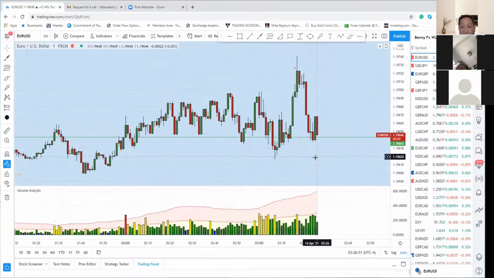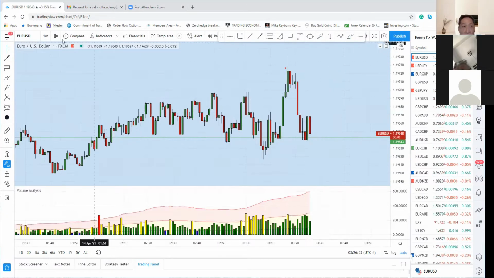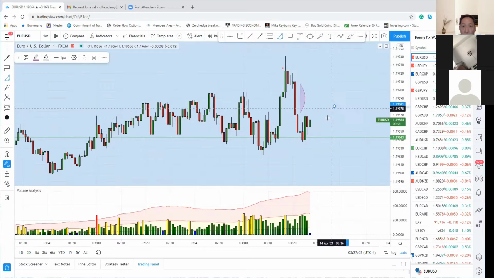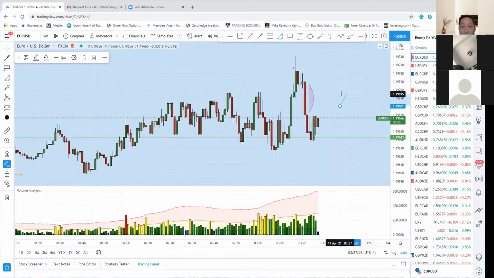Okay, so let's see. We have gaps here. Even though this is a 1 minute time frame, you can see that gap that needs to be filled. So in other words, the price will come up to fill this gap.